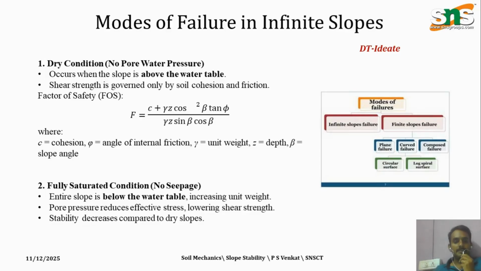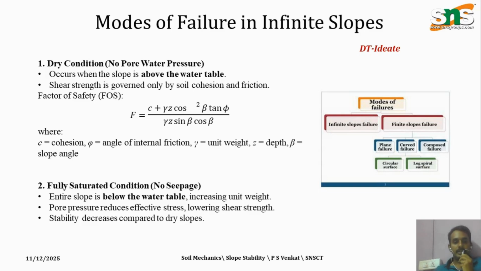The next condition is seepage parallel to the slope surface. This is the most crucial condition for slope failure. It happens during prolonged rainfall or continuous seepage where water flows parallel to the slope. The seepage force acts in the direction of potential movement, reducing the effective stress and thus lowering the stability of the soil.